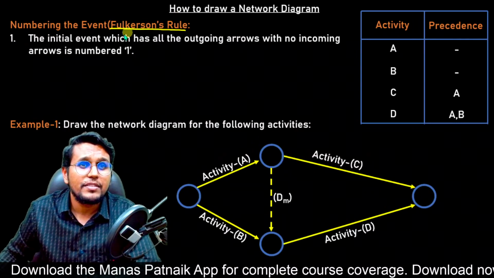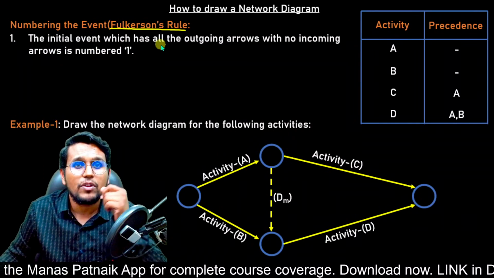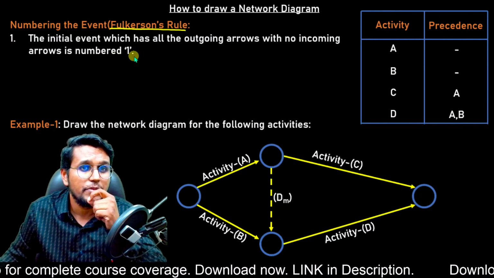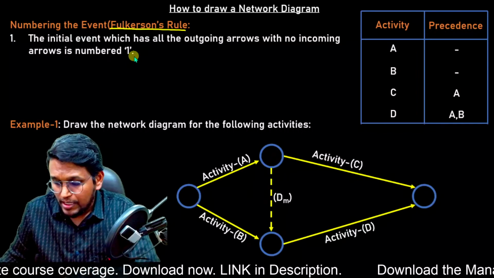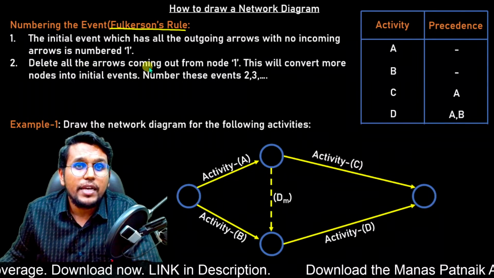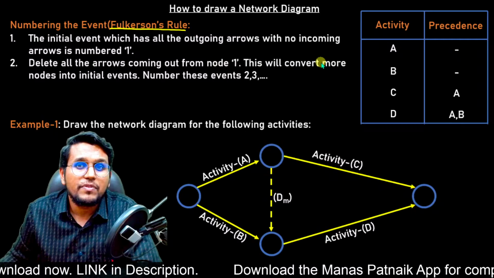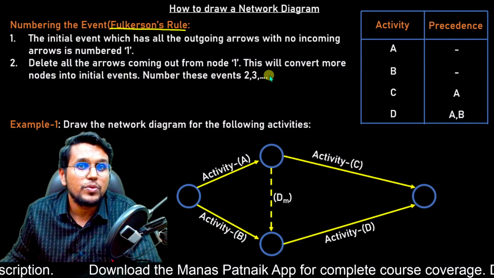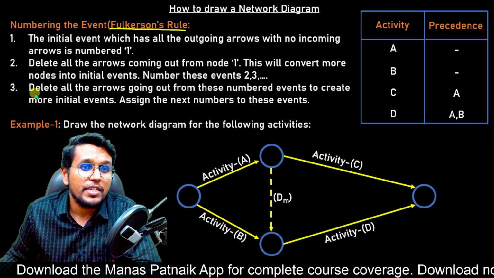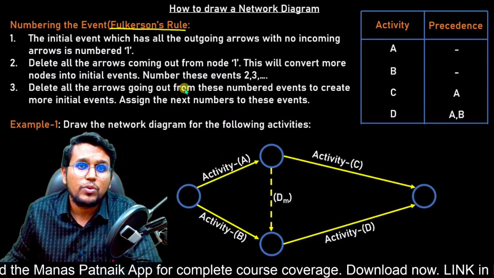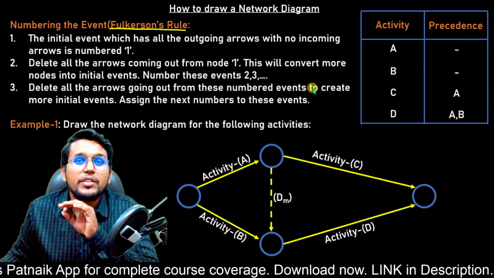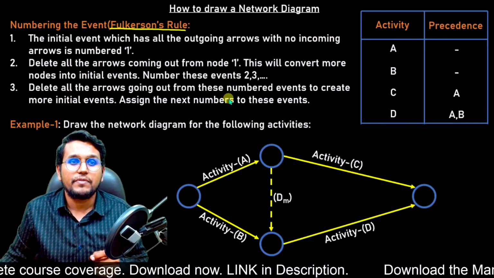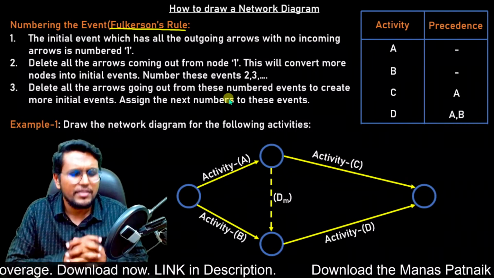So rule number one is the initial event, which has all outgoing arrows and no incoming arrows, is numbered 1. Then delete all the arrows coming out from node 1. This will convert more nodes into initial events. Number these 2, 3 and so on. And then finally, delete all the arrows outgoing from these numbered events to create more initial events and assign the next numbers to these events. So these are three very basic, simple rules.